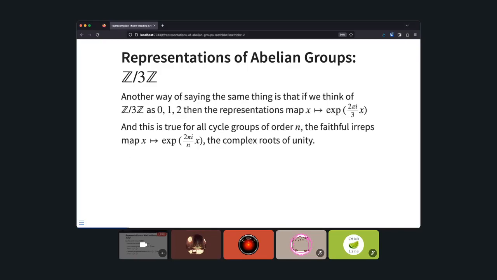And then just to really make this explicit, this is true for all cyclic groups. The irreducible representations are just mappings, and thinking of it specifically as 0, 1, 2, like the additive group mod n, you're just taking your group element and doing the complex exponential of that divided by n, and you get these complex roots of unity.